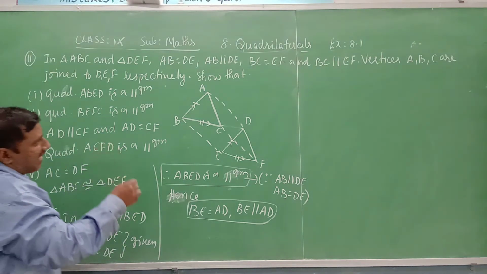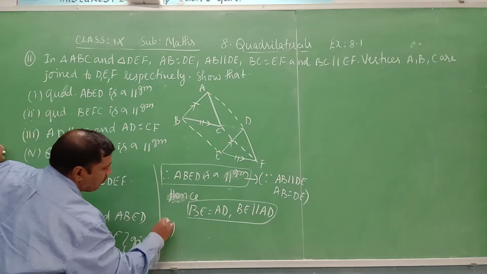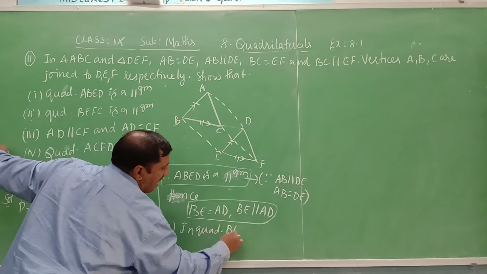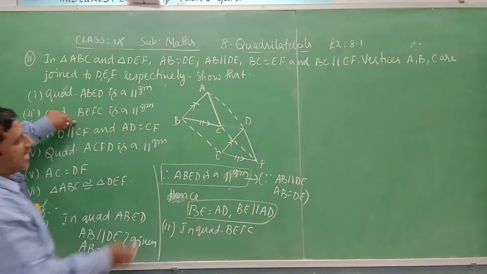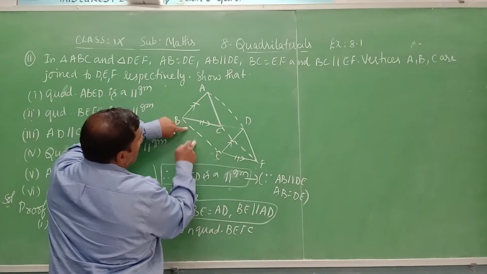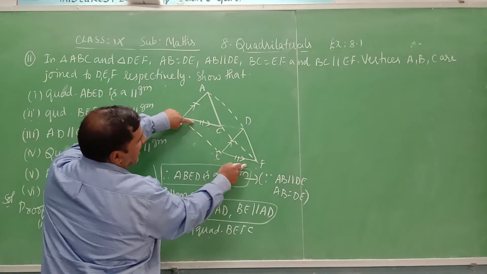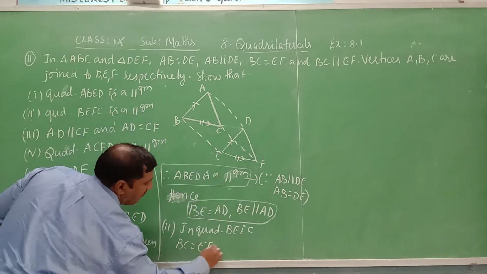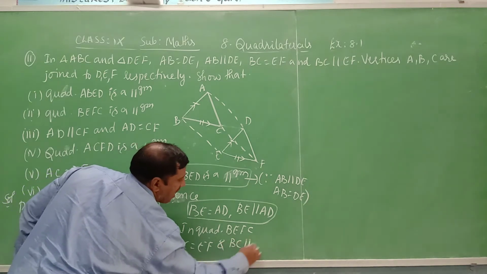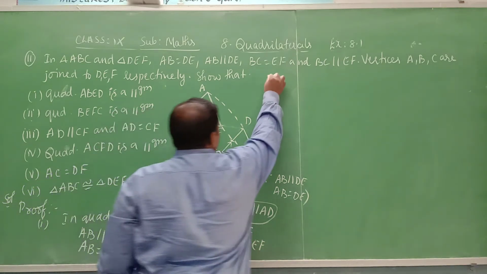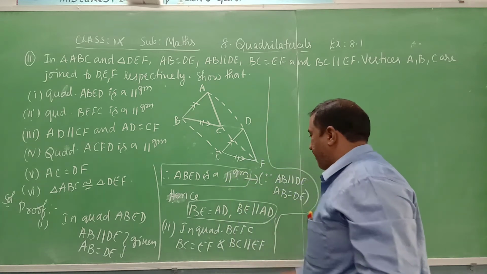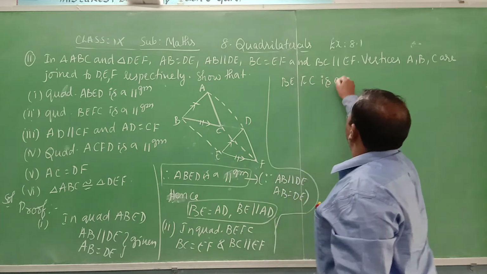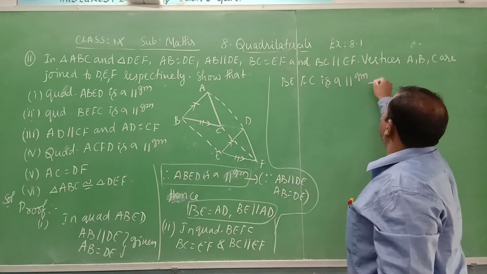Next, quadrilateral BEFC, the second we need to prove. In quadrilateral BEFC, it is given BC is equal to EF and BC is parallel to EF. Therefore BEFC is a parallelogram. Why is it a parallelogram?